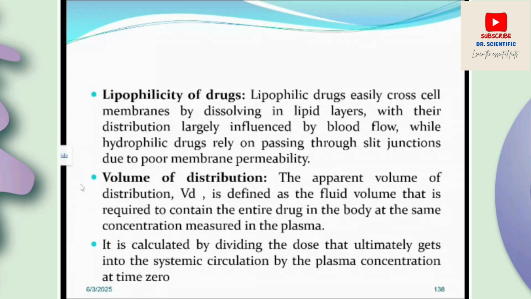What do you understand by that statement? The apparent volume of distribution is defined as the fluid volume that is required to contain the entire drug in the body at the same concentration measured in the plasma. Let's say you give a person a milligram of Panadol. If that milligram of Panadol was dissolved in the entire plasma, versus that milligram in a fluid like intestinal fluid alone, in which case do you expect the concentration to be higher?